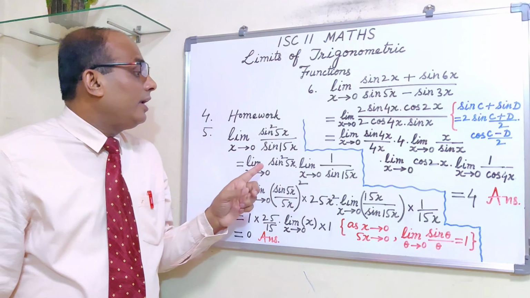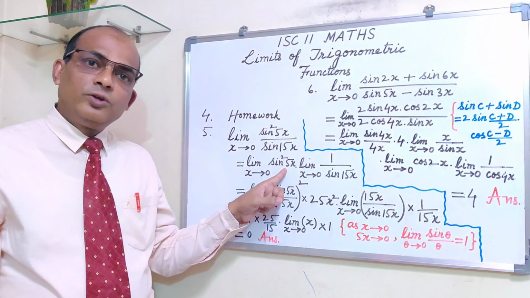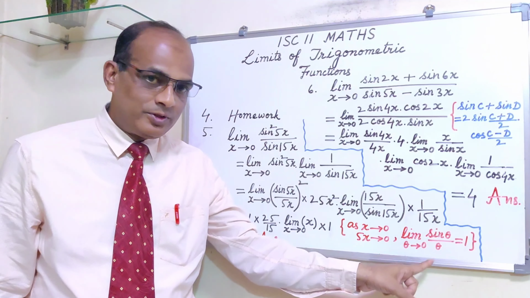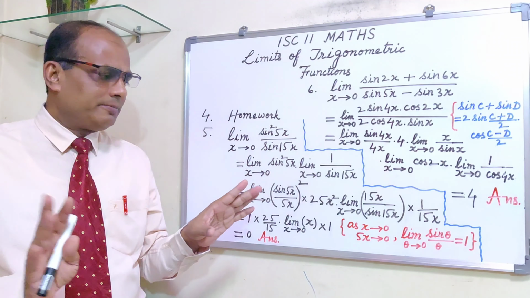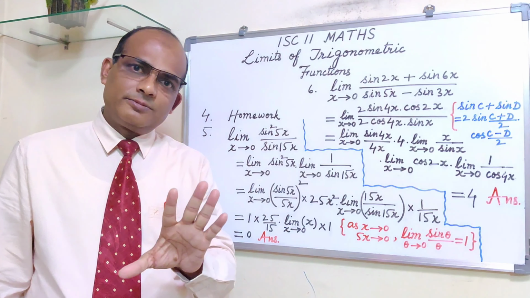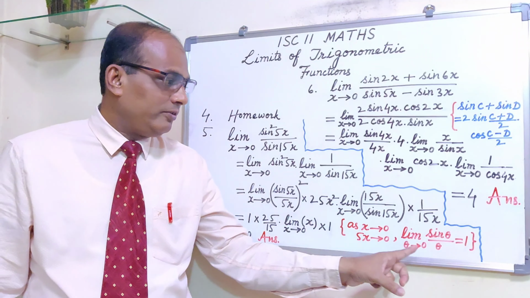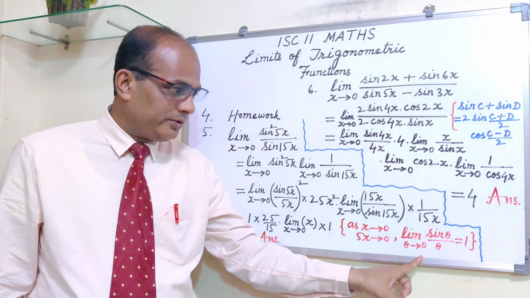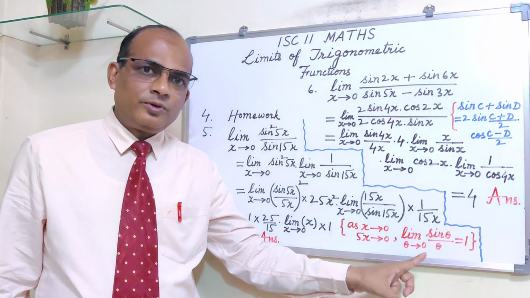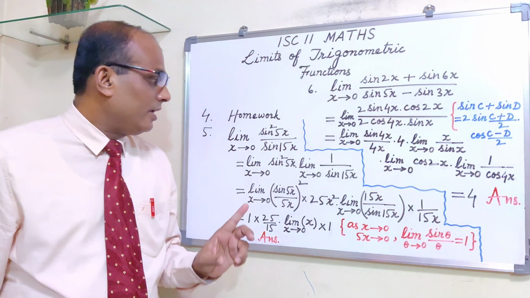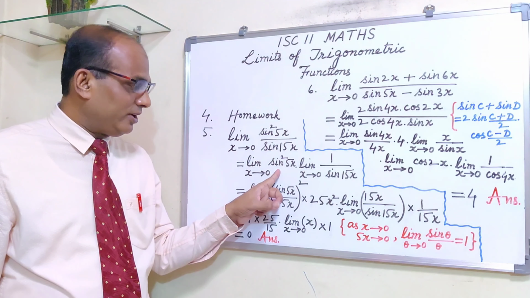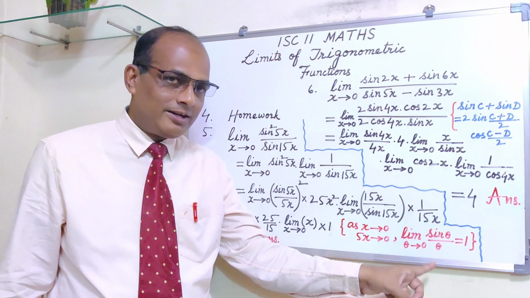Okay. Now sine square phi x, this we want to convert into this form, sine theta upon theta, or sine theta upon theta whole square. In both the cases, the value will be 1. Limit theta tending to 0, sine theta upon theta is 1. Limit theta tending to 0, sine theta upon theta whole square, then also it is 1. So we will convert the sine square phi x in this form, sine theta upon theta.